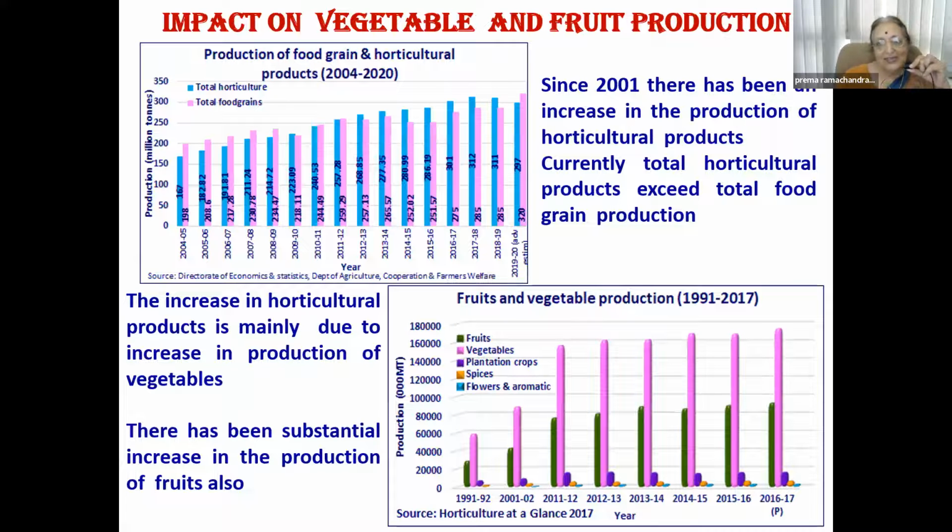And finally, as a result of all this, please have a look. India today produces more fruits and vegetables than it does of cereals. Not that cereal production has not increased, it has come up from 150 to 250, and really we are now a cereal exporting country.